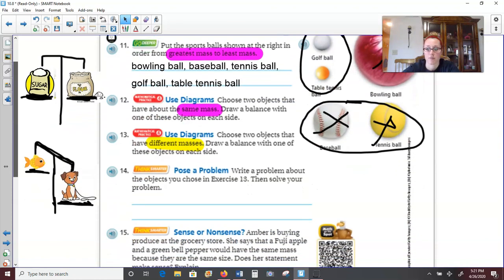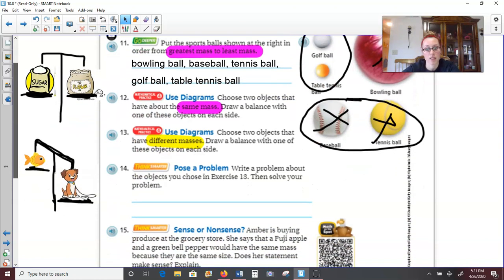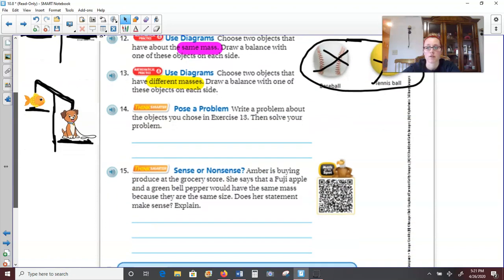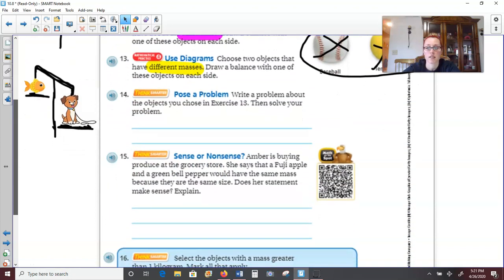All right, so then we can see that the mass of a dog would be more than a fish. Now for number 14, we need to write a problem about the objects that you chose in exercise 13, then solve your problem. So for number 13, I did the dog and the fish for my two objects that had different masses, and so they just want us to write our own question now.